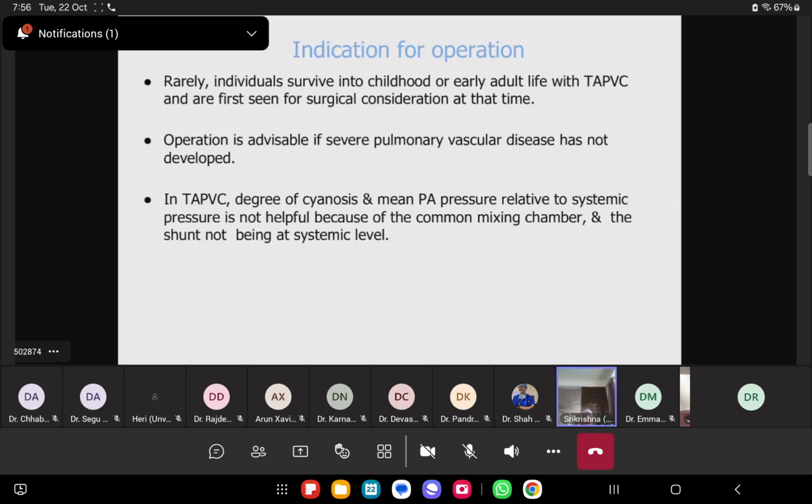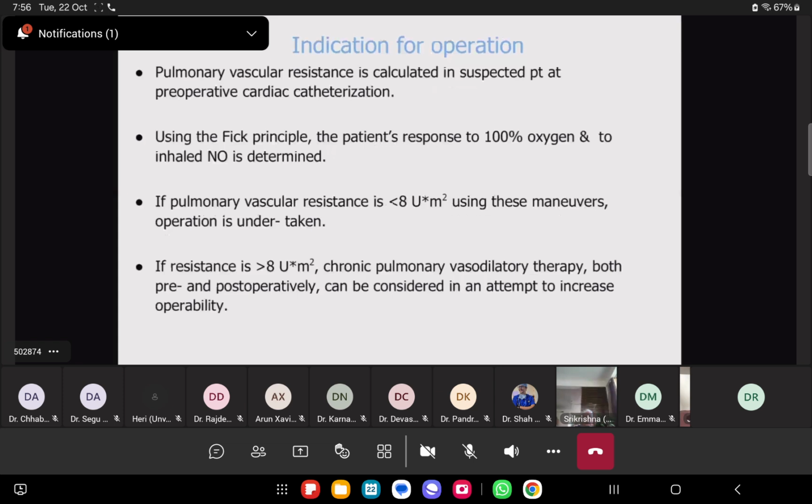In TAPVC, the degree of cyanosis and mean PA pressure relative to systemic pressure is not helpful because of the common mixing chamber, and the shunt is not at the systemic level. Pulmonary vascular resistance is calculated in suspected patients at preoperative cardiac catheterization. Using fixed principles, the patient's response to 100% oxygen and to inhaled NO is determined. If the pulmonary vascular resistance is less than 8 units per meter square using these maneuvers, operation is undertaken. If resistance is more than 8, chronic pulmonary vasodilator therapies, both pre- and postoperative, can be considered in an attempt to increase operability.